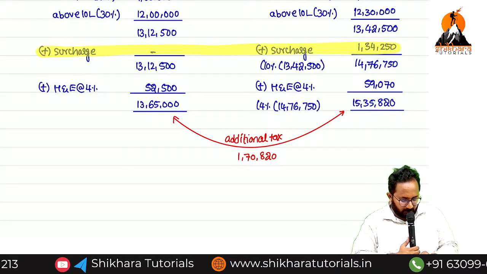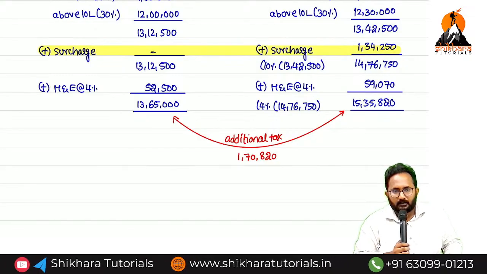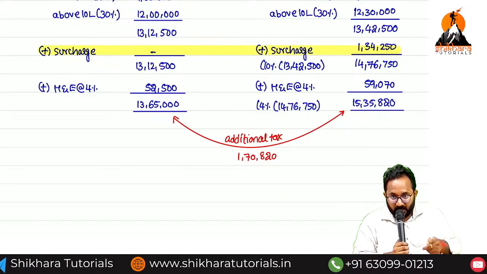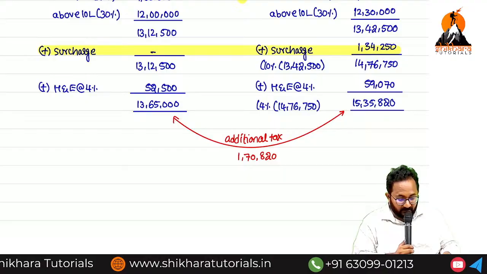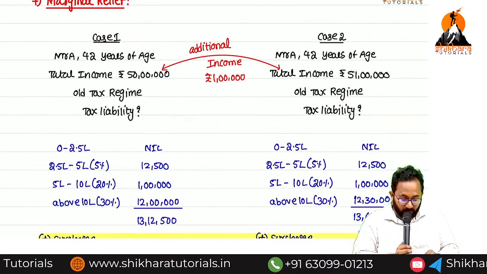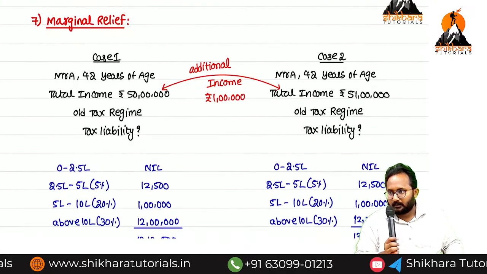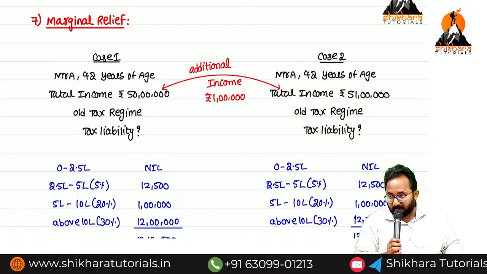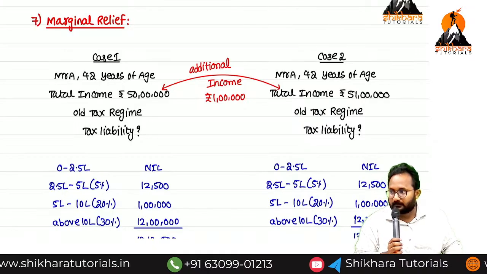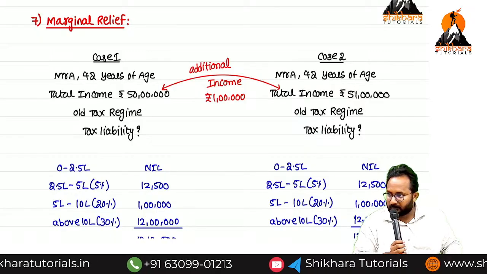Only because of what? Surcharge. Because of surcharge impositions, whenever the additional tax is more than the additional income, you will get a concept of marginal relief. Because of which reason do we have the marginal relief concept? Surcharge.